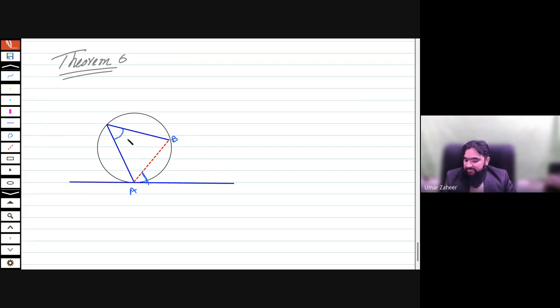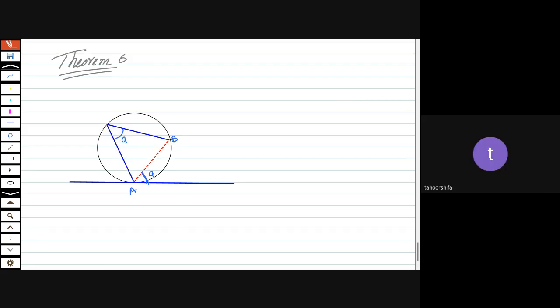For example, if I say that this is angle A, so this must be angle A as well. It is clear. What I have to say is, the angle between the chord and the tangent is exactly equal to the subtended angle from the same chord or from the same segment on the circumference. Yes, everyone, it is clear? Yes, sir.